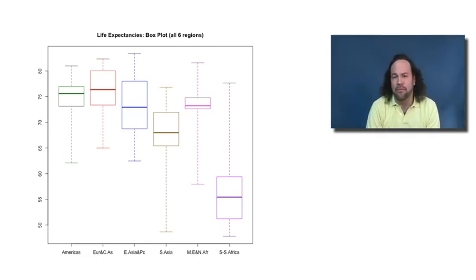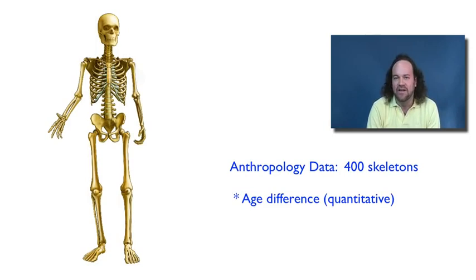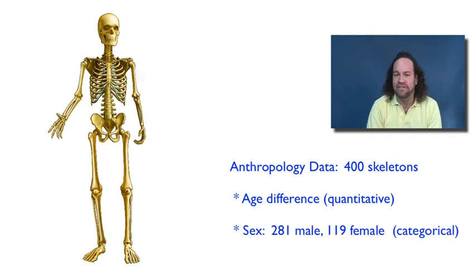Now for another example of considering the relationship of a quantitative variable and a categorical variable, let's return to our old friends, the skeletons. Remember that we have a data set of 400 skeletons. For each one, we have the difference in the estimated age at death as compared to the actual age at death. That's a quantitative variable. We also have some categorical variables, like, for example, the sex of the skeleton, whether it was male or female. Now we can ask, is there a relationship? That is, does the sex of the skeleton have an effect on this difference?